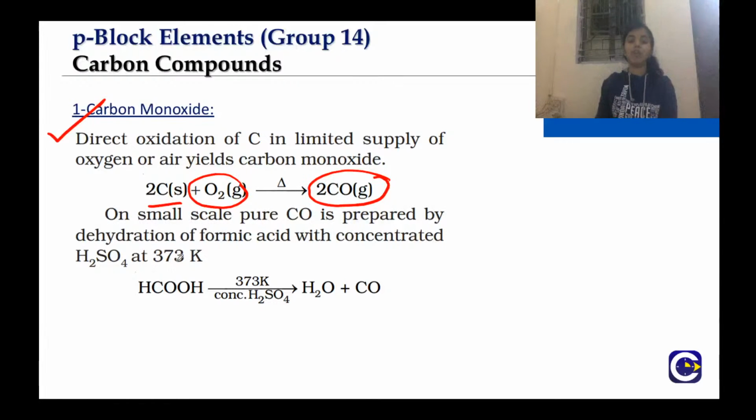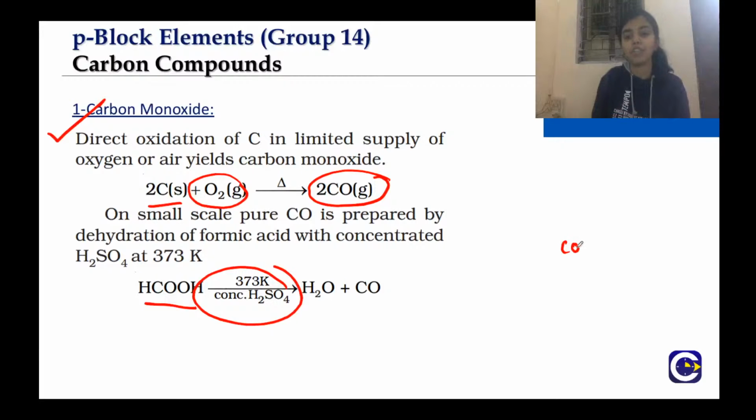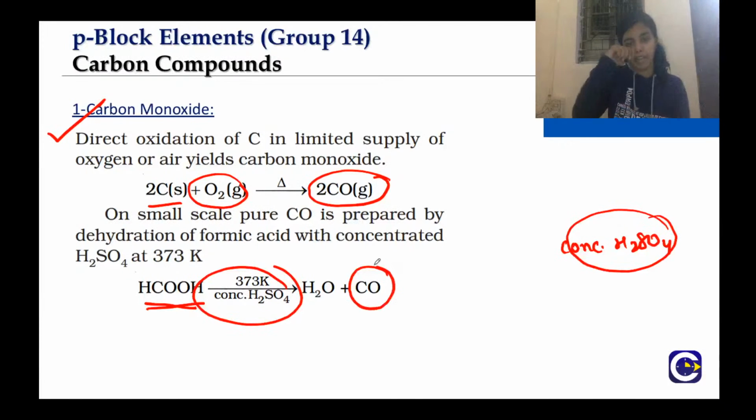On the small scale, if you want to prepare carbon monoxide, you can use formic acid. You dehydrate formic acid because concentrated H2SO4 is a dehydrating agent. So if you remove water from HCOOH, you will get carbon monoxide. Right? So at 373 Kelvin, in the presence of concentrated H2SO4, formic acid, also known as methanoic acid, dehydrates to give carbon monoxide.